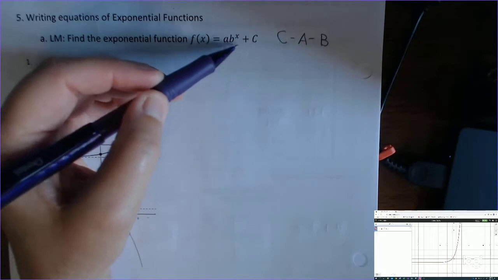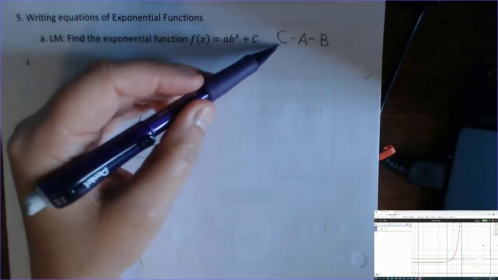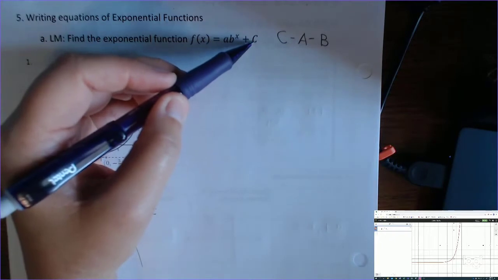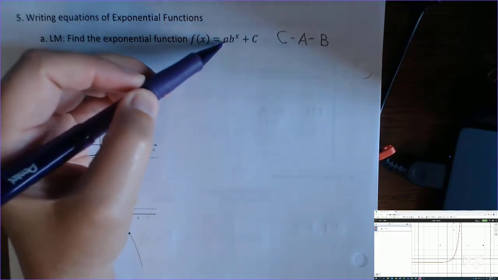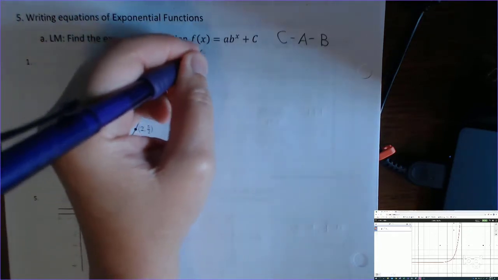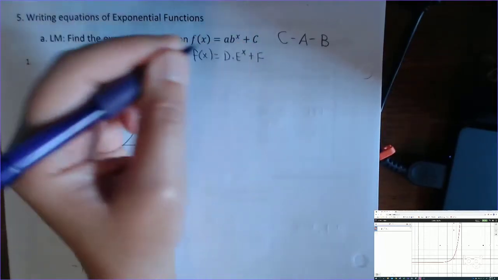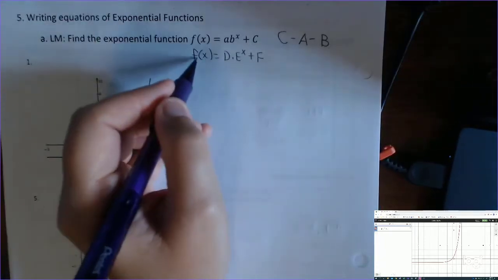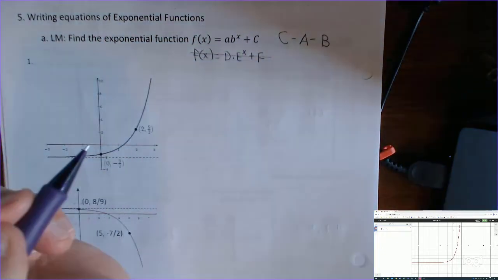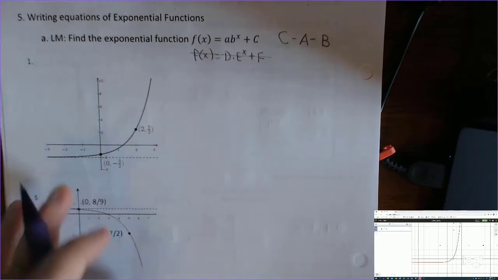Now these letters may change. You have to be aware of that. So you need to know what c means. C is this plus c, the number that's added out here. Then you want to find the initial value, then you want to find the base. So if you see something like f of x equals d e to the x plus f, I would just say, let me rewrite it this way. Just rewrite it, and then you can use the CAB method. Okay.